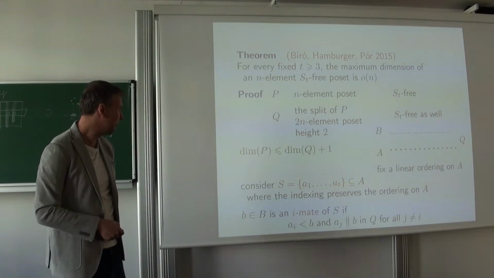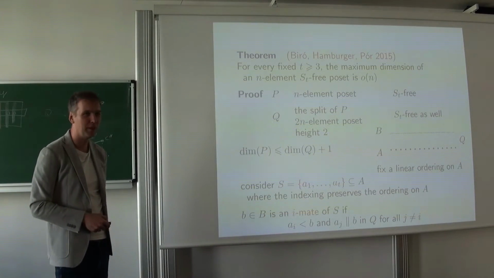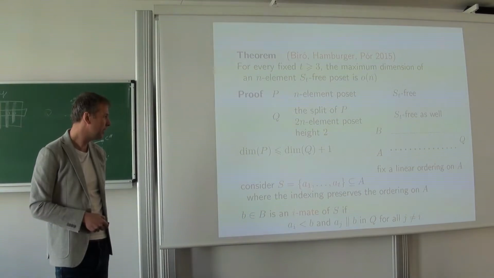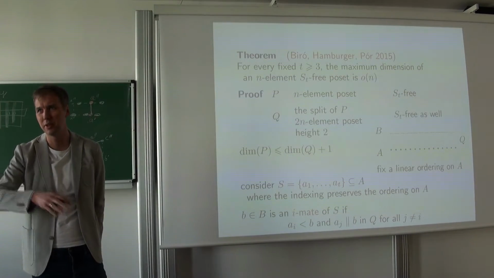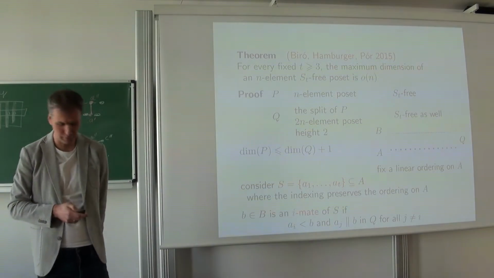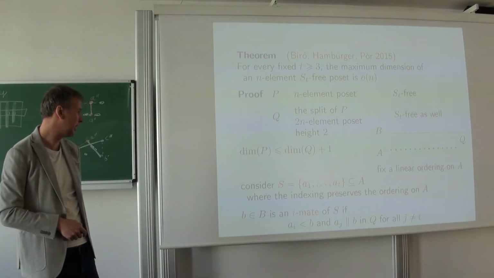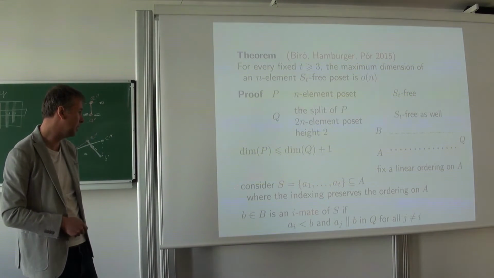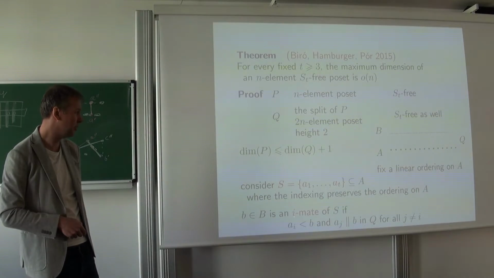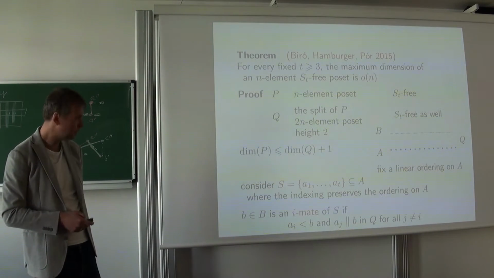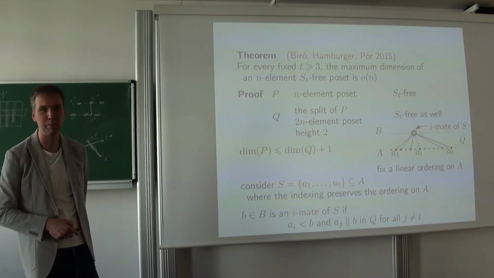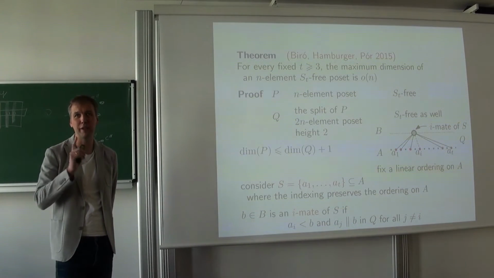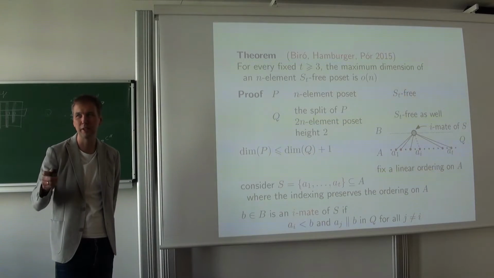Now, when we have T elements chosen from A, with indices A1 to AT, and I would like these indices to respect the linear order. So it's really a t-tuple. I would say that an element B is an I-mate for this tuple if this happens. So this element B relates quite well to the tuple. It's above everything but the ith element, and then it's an I-mate.